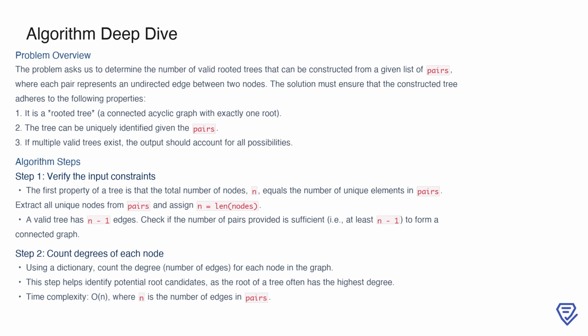First, we verify the input constraints. This involves extracting all unique nodes from the pairs and determining the total number of nodes, denoted as n. A valid tree should have exactly n-1 edges, so we check if the number of pairs provided is sufficient to form a connected graph. Next, we calculate the degree of each node. By counting the number of edges connected to each node, we can start to identify potential root candidates, as a root typically has the highest degree. This initial setup ensures that we meet the basic requirements for constructing the tree.